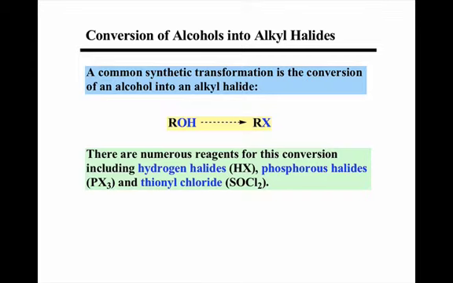The phosphorus halides work really well, like PCl3, PBr3. Thionyl chloride is another common reagent for making alkyl halides from alcohols, and we're going to talk about the mechanisms of those today. Okay? If HX works so well, why do we need additional reagents? Can anybody tell me why? Give me an example.